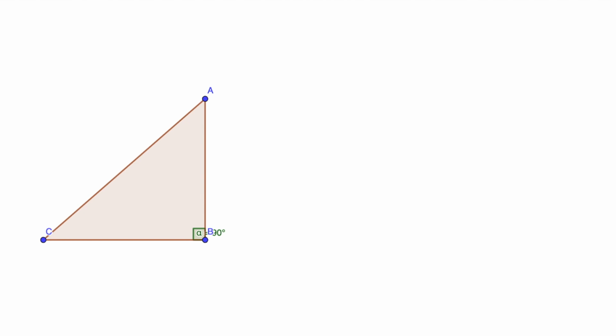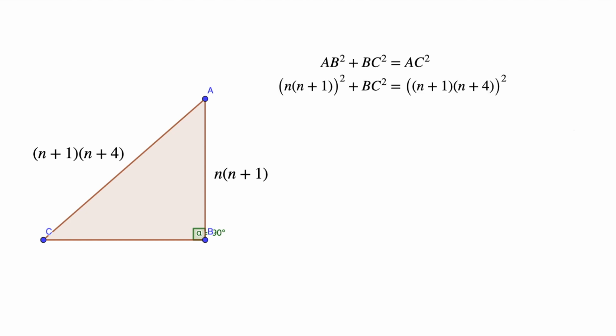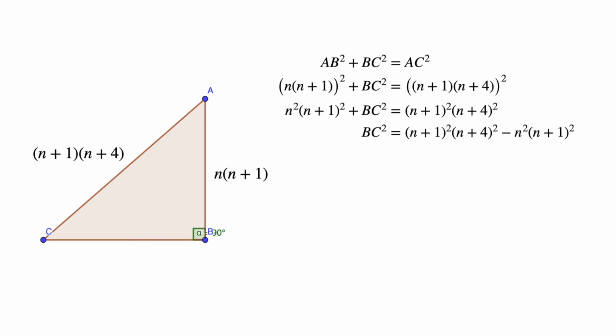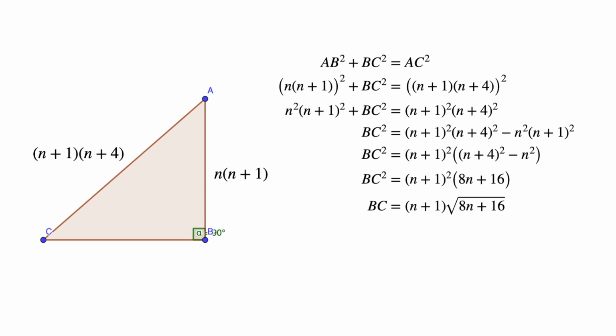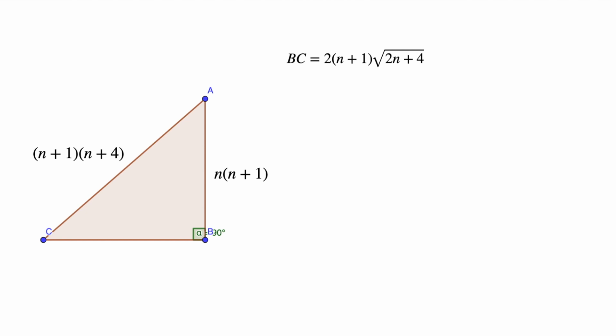So we know that side AB is n times n plus 1 and side AC is n plus 1 times n plus 4. By the Pythagorean theorem, we have this equality. Plugging in what we have and simplifying, then taking the square root to get BC, and further simplifying, we end up with BC is equal to 2 times n plus 1 times the square root of 2n plus 4.